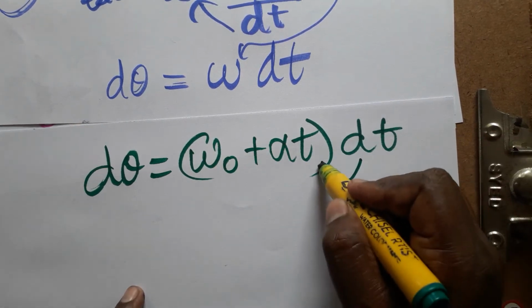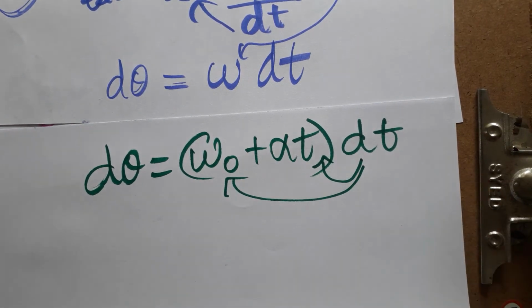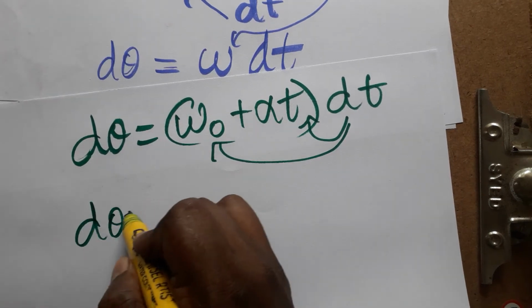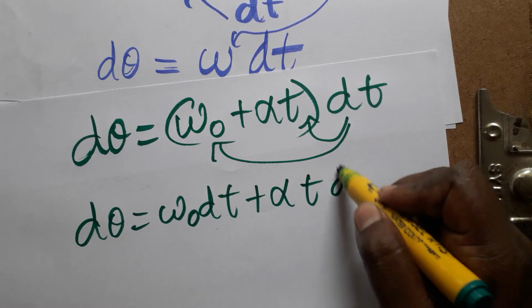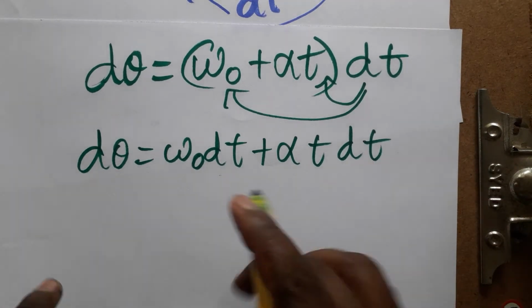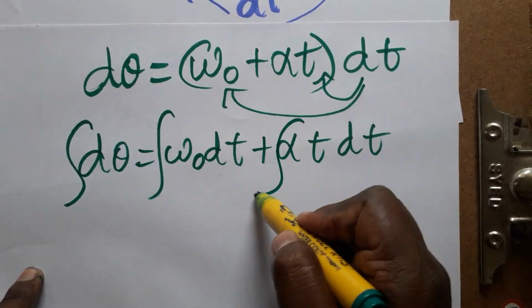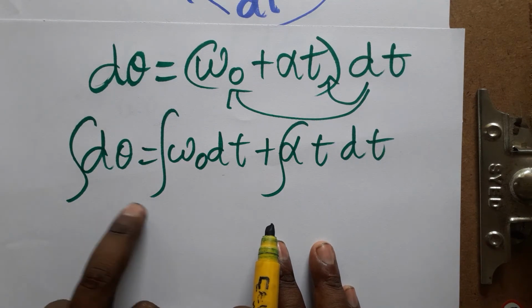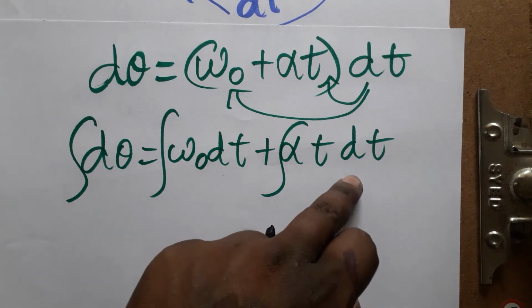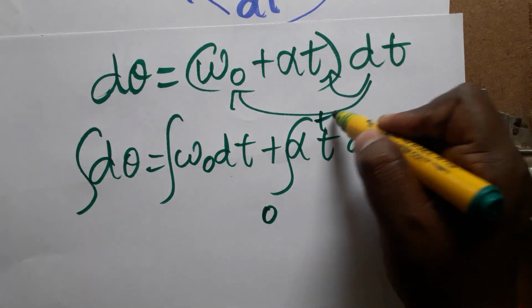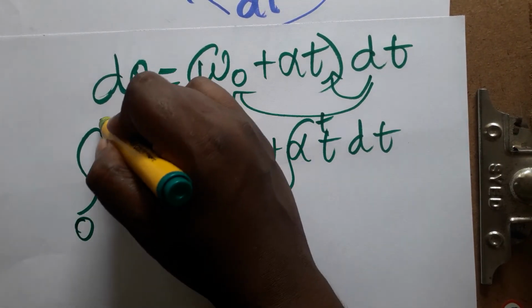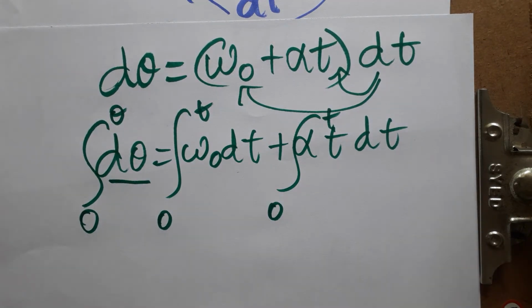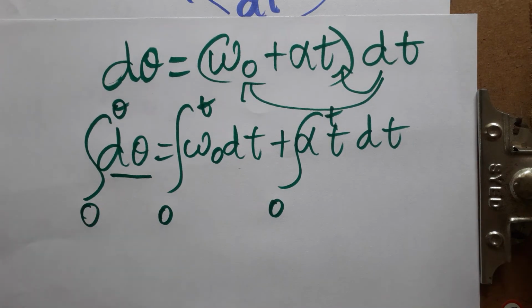dt you can take inside. So we will get d theta is equal to omega naught dt plus alpha t dt. So integrate on both sides. Here theta is the angular displacement. Here time is the variable, 0 to t. But here theta is the variable, it's 0 to theta. See here, already I said integration of d theta will be theta.